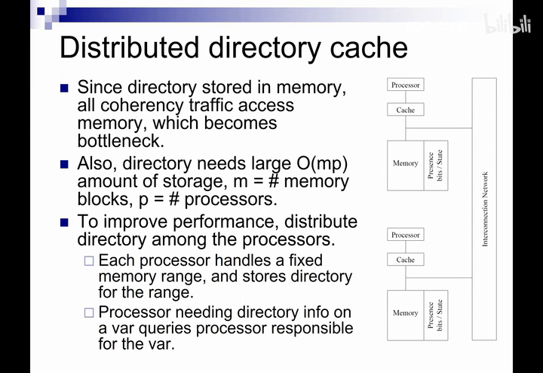Now if a processor needs to read some information from the directory regarding a certain variable, the first thing it does is figure out which other processor has that variable. Then it only accesses the directory of that processor which has the variable. So we no longer have the centralized bottleneck, because we distribute the directory accesses to a bunch of different processors.